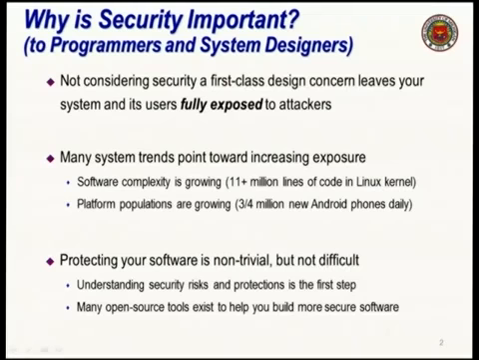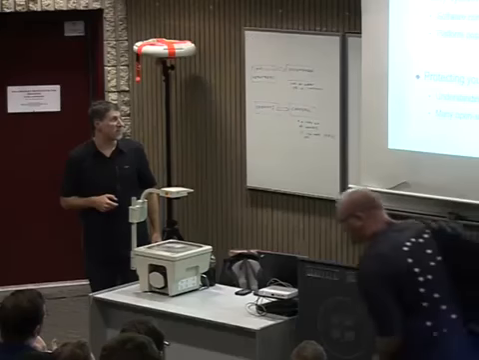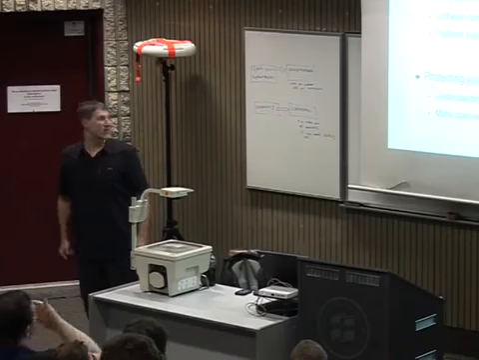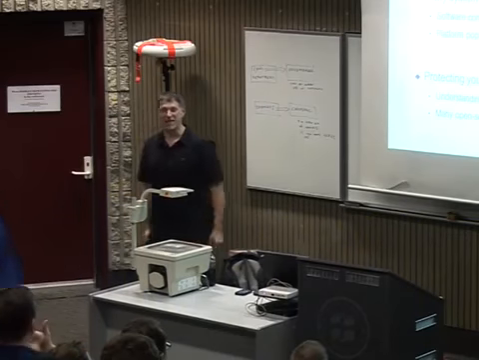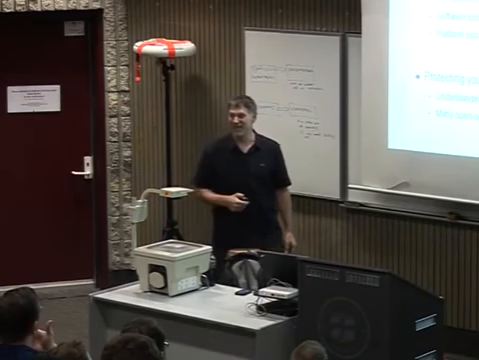And then many system trends really point towards more exposure. There's just a lot more complexity. 11 million lines of source code. In December, they crossed 11 million lines of source code in Linux. And platform populations are growing. These are two things that make for easy attack vectors. In terms of platform populations, there's 750,000 new Android phones coming online every day. That's a lot of attack vectors.